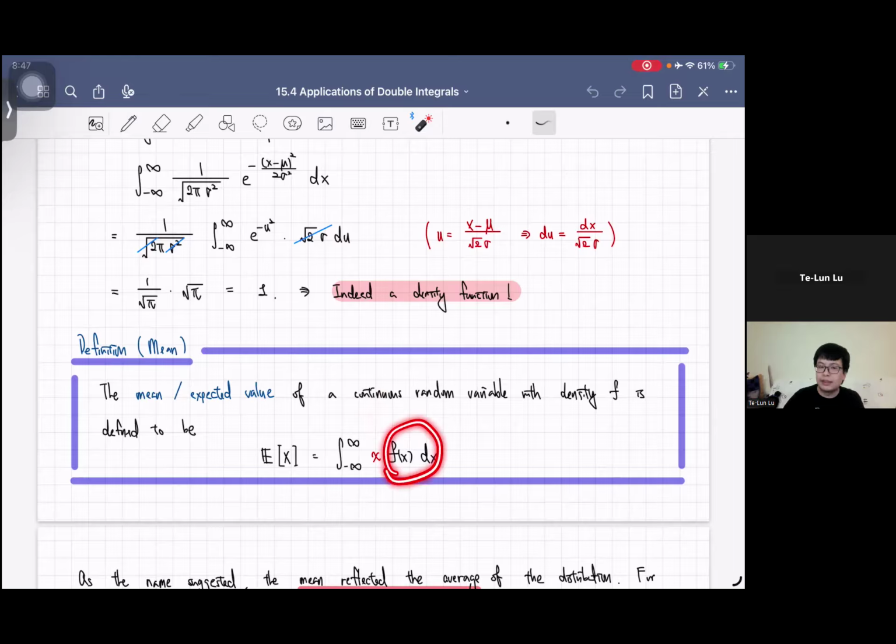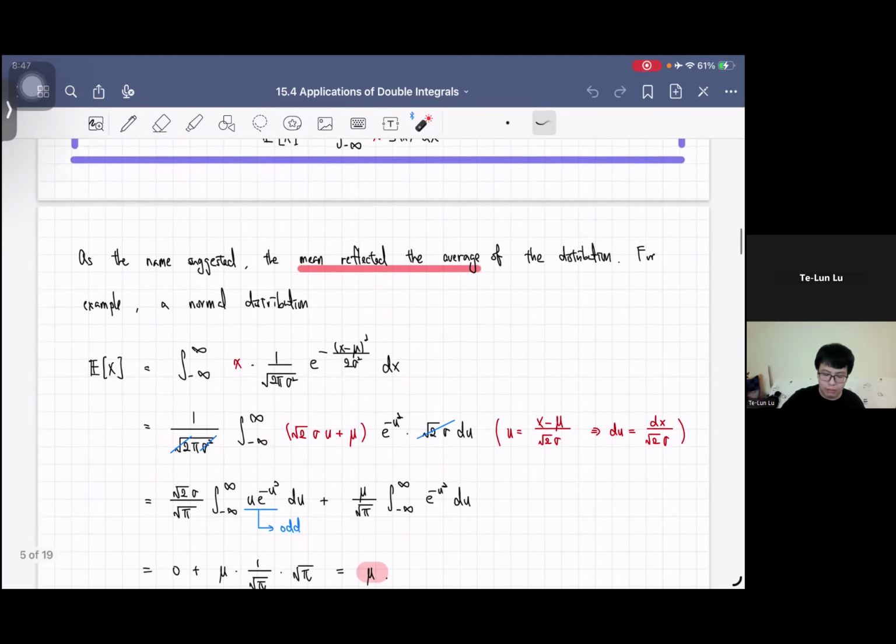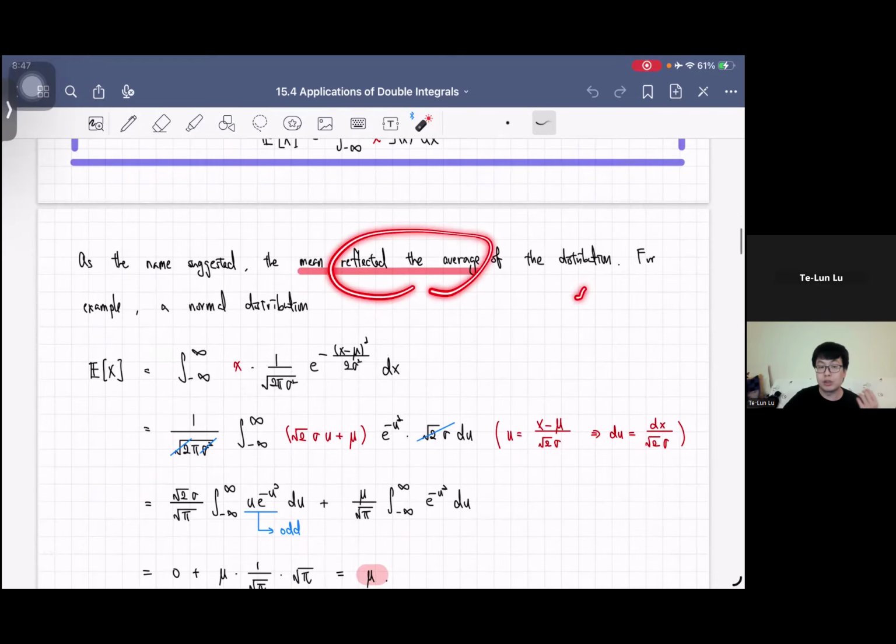And this is the probability that that particular value is taken. So we multiply the value together with the probability of that value to be taken, and we sum it up, or we integrate it up, then we can get an average value. So as I mentioned here, the mean represents the average of the distribution. So let us actually verify that this normal random variable, this normal distribution, actually has mean mu.